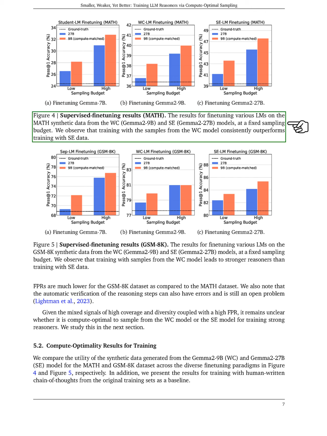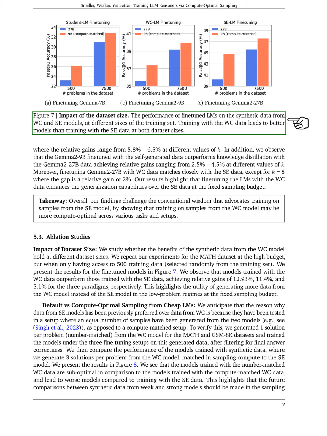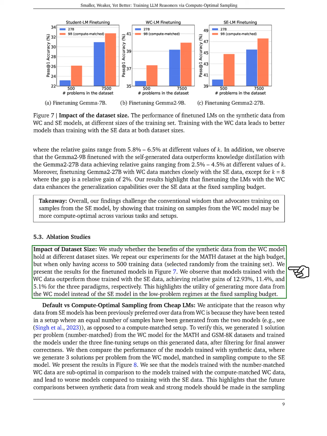Section: Ablation Studies. In this section, we investigate the effects of dataset size on the advantages of synthetic data generated by the WC model. We conduct experiments using the MATH dataset with a limited training set of 500 randomly selected samples. Our findings, illustrated in the figure, show that models trained with WC data outperform those using SE data, with improvements of approximately 12.93%, 11.4%, and 5.1% across 3 different paradigms. This emphasizes the value of generating more data from the WC model, especially when working with smaller datasets.